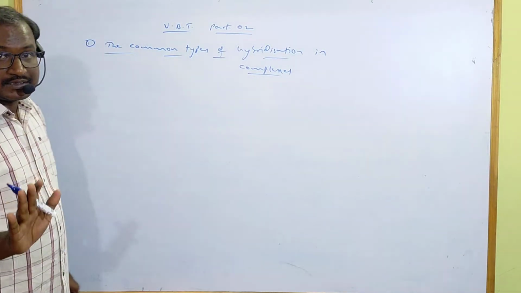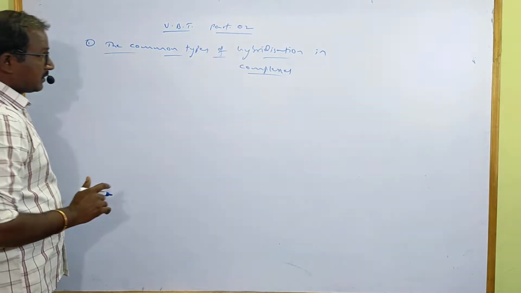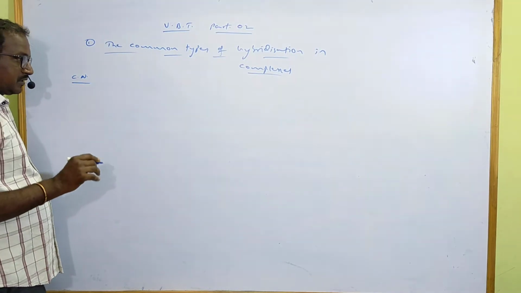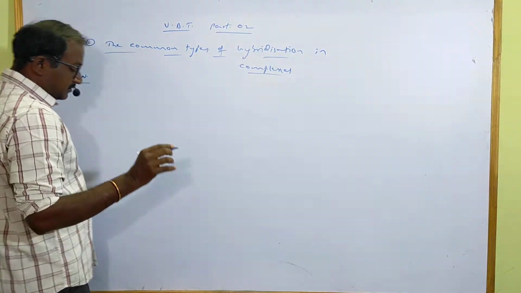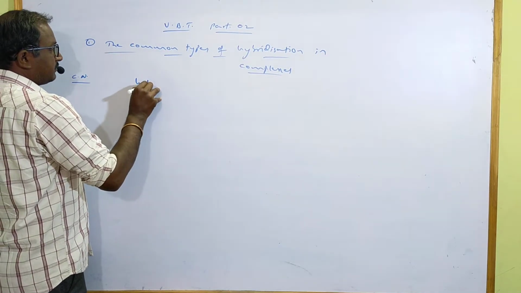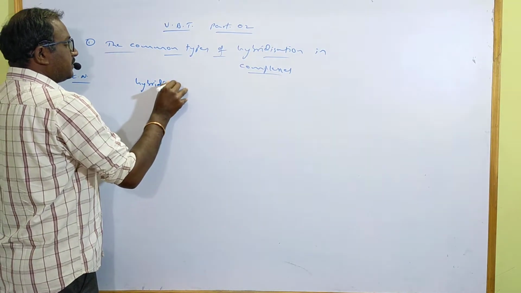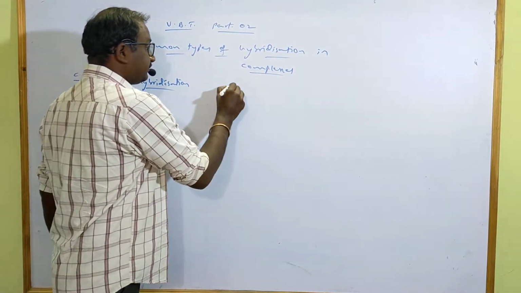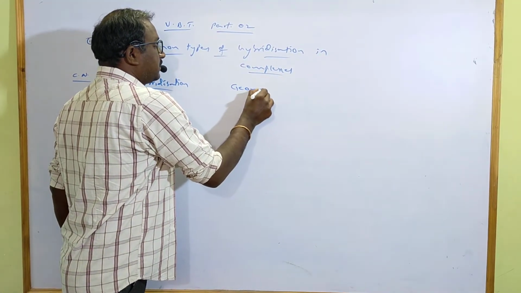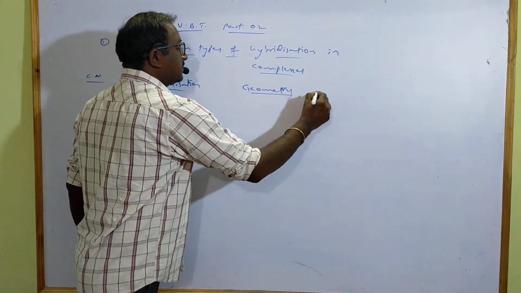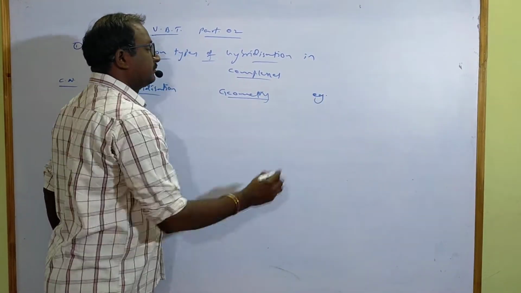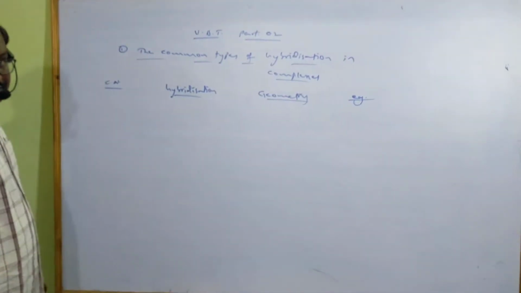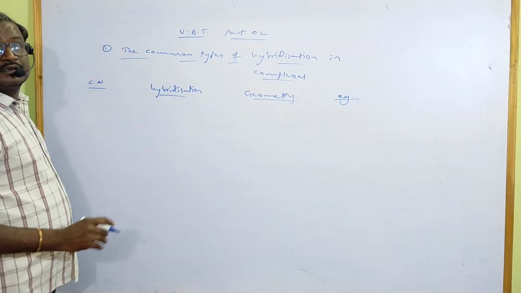According to valence bond theory, what are the common types? First, I will write in tabular form. Coordination number in the first column and hybridization in the second column. Third column is geometry, meaning structure. Fourth column is examples. What type of complexes possess that particular hybridization, that we check now.